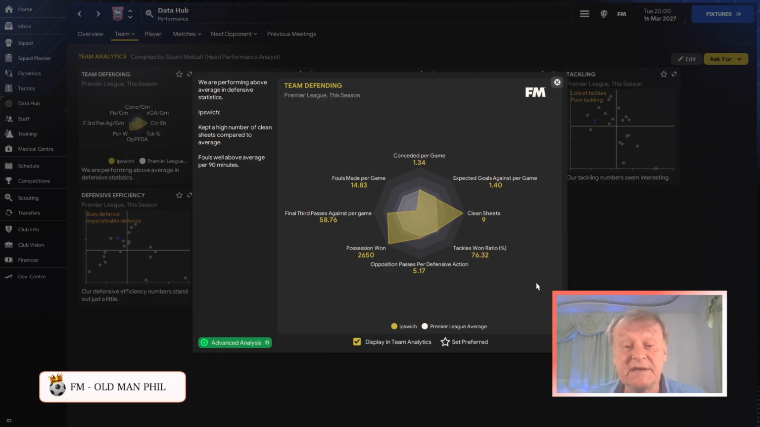And actually, you can see we defend very well. It says we are performing above average in defensive statistics. In particular, we win possession a lot more than average in our own third, and we keep a lot more clean sheets than the average team. We also restrict the final third passes against us much more than the average. The rest of it seems to be average, except that we make more fouls per game than average, and that's not a particularly good statistic and something that we need to be aware of.